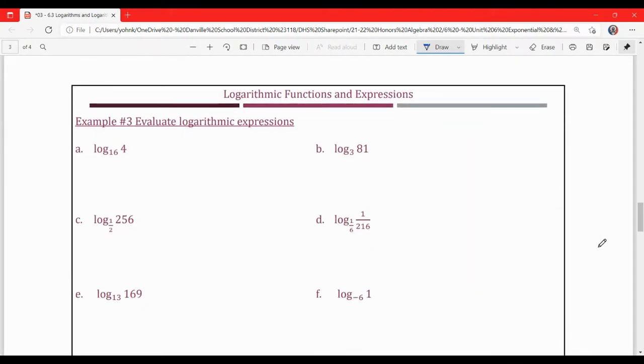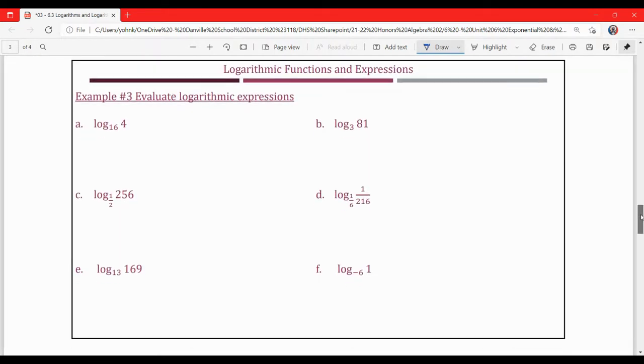All right, so let's actually simplify some expressions. So log base 16 of 4. Let's pretend it equals x. So what we're really doing is 16 to the x power equals 4. So what do you have to do to 16 to get to 4? You have to square root it. And square rooting it is the fraction 1/2.